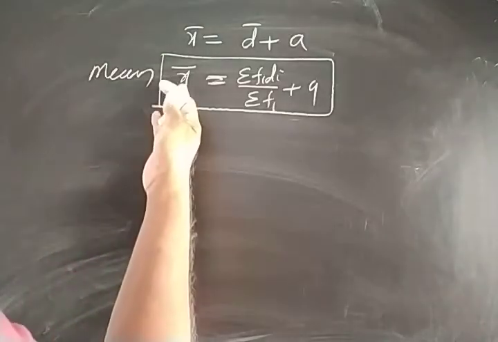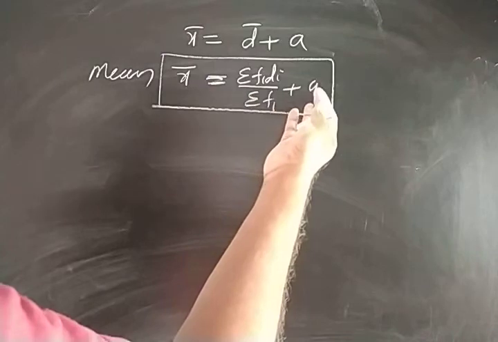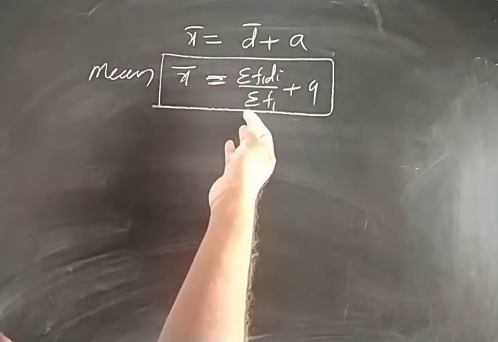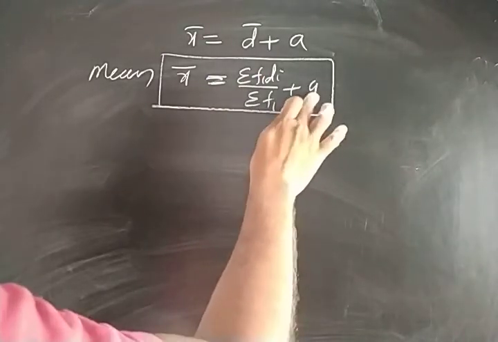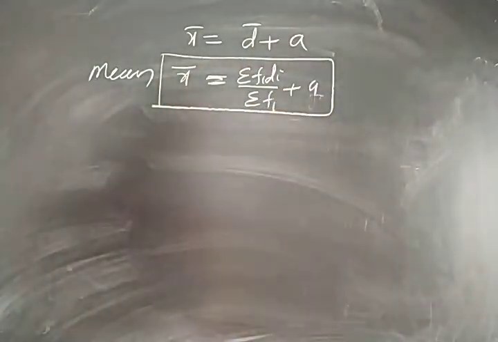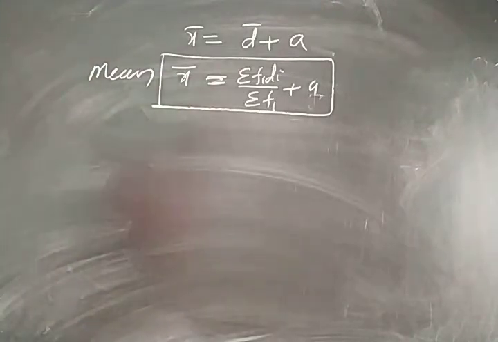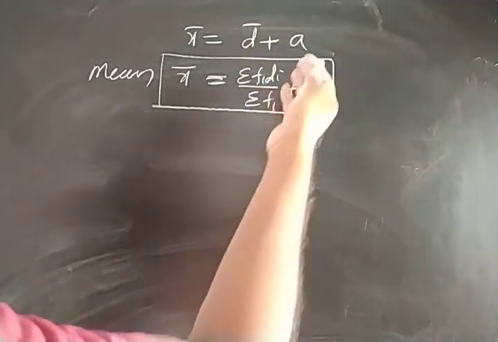In assumed mean method, to find the mean, x bar equal to summation Fi into di by summation Fi plus assumed mean. We have to add the assumed mean. So I derived this mean formula from the mean of the deviations. First I wrote the mean of the deviation. From that mean of the deviations, I derived this formula.